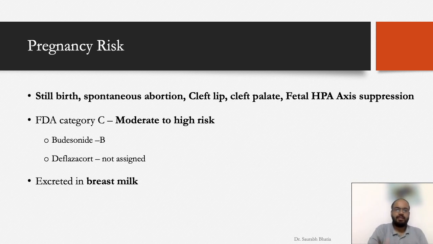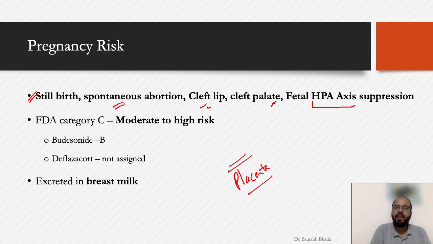Now, pregnancy risk. Risk to the fetus in the form of stillbirth, spontaneous abortion, cleft lip and cleft palate has been documented. The steroid passes through the placenta and can easily reach the developing fetus and can suppress the HPA axis of the fetus also. Okay, so fetal HPA axis suppression has also been documented, but during pregnancy, steroids are considered more or less safe.